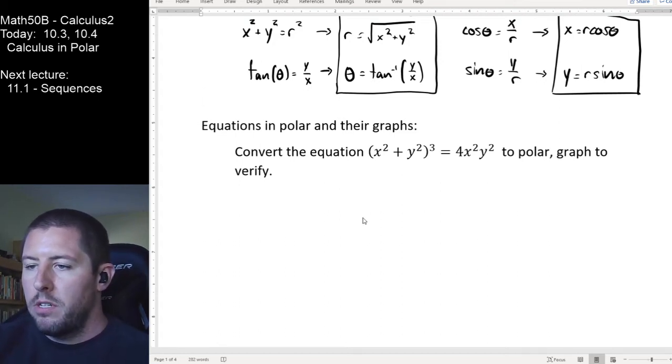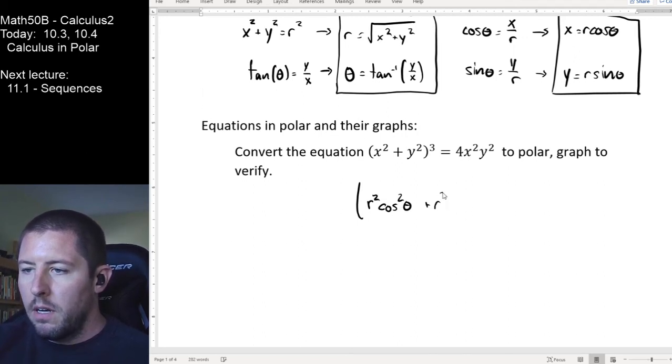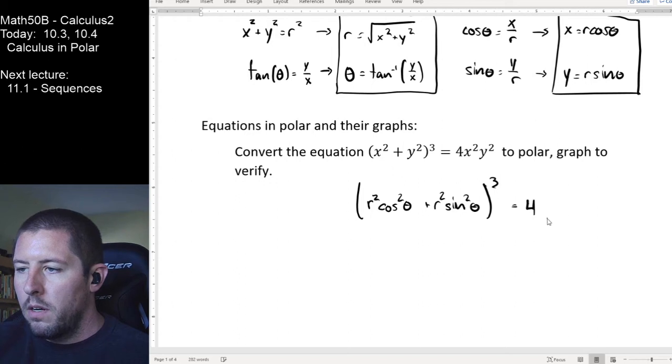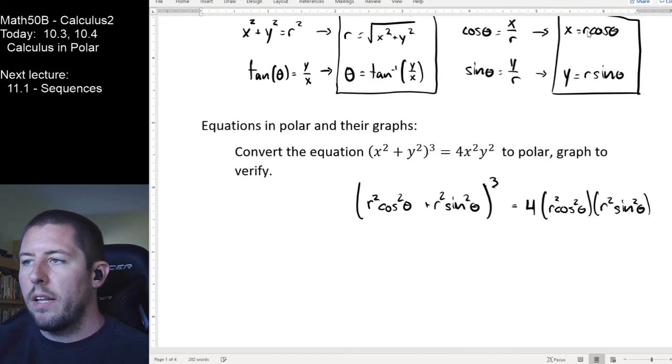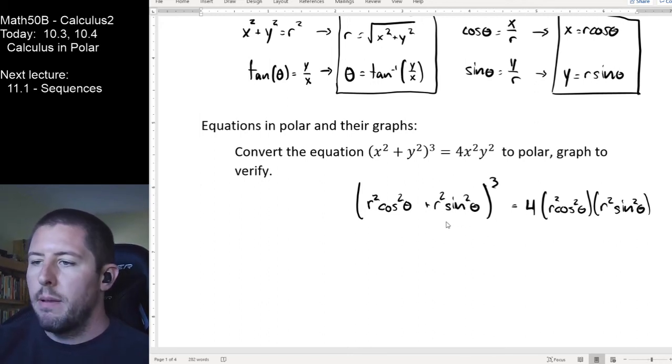So my first move is going to be to rewrite this side. I'm seeing r squared cos squared theta plus r squared sine squared theta, all cubed, equals 4 times r squared cos squared theta times r squared sine squared theta. So this is just my direct substitution line. I only used these two equations in this box right here to do my direct substitutions.